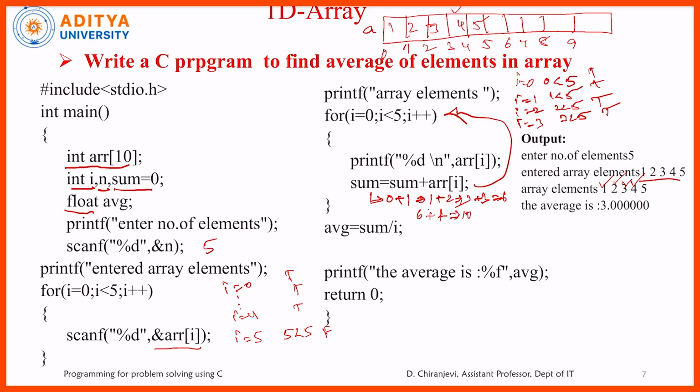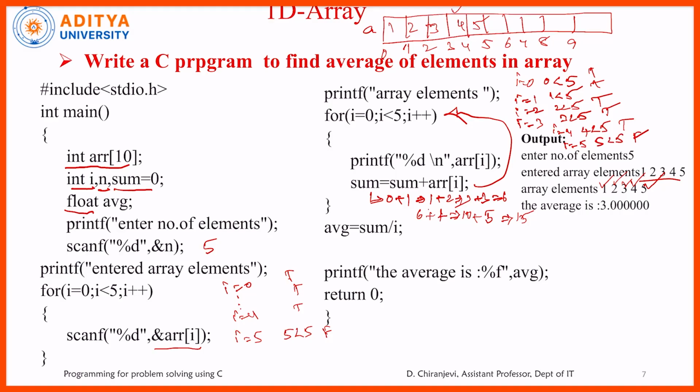After that again i plus plus, i value is 4, 4 less than 5, that is also true. If this is true, you are printing array of 4. Array of 4 value is 5. So 5 is printed. After printing 5, you are finding sum. So sum value updated 10 plus the array of 4 value, 5. So updated sum value is 15. After the i plus plus, now i value is 5, and 5 less than 5 is false.